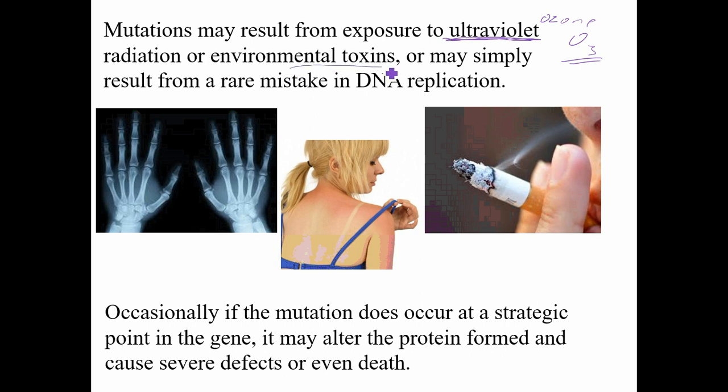Environmental toxins can also cause mutations. So like we're seeing in this picture here, pyrobenzene in cigarette smoke, and X-rays, radiation, the other picture that we do see here, a higher energy radiation than ultraviolet radiation, and that can cause mutations to the DNA.